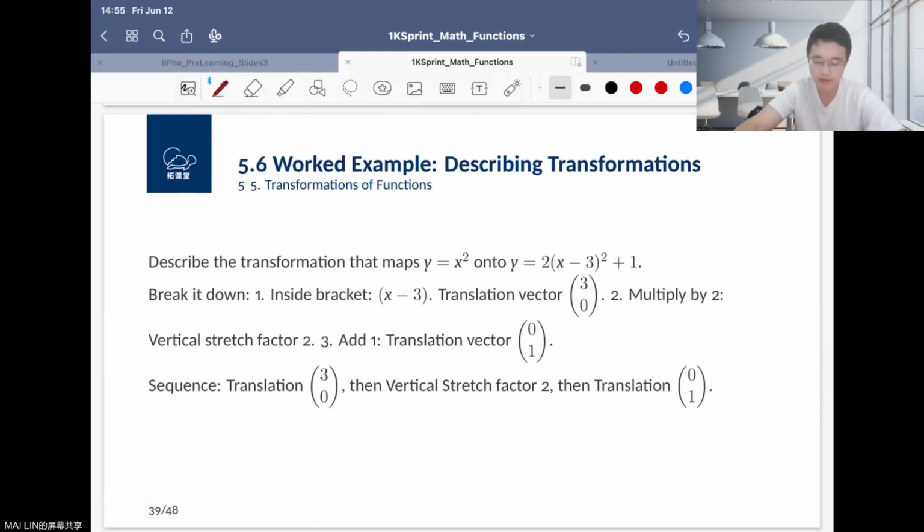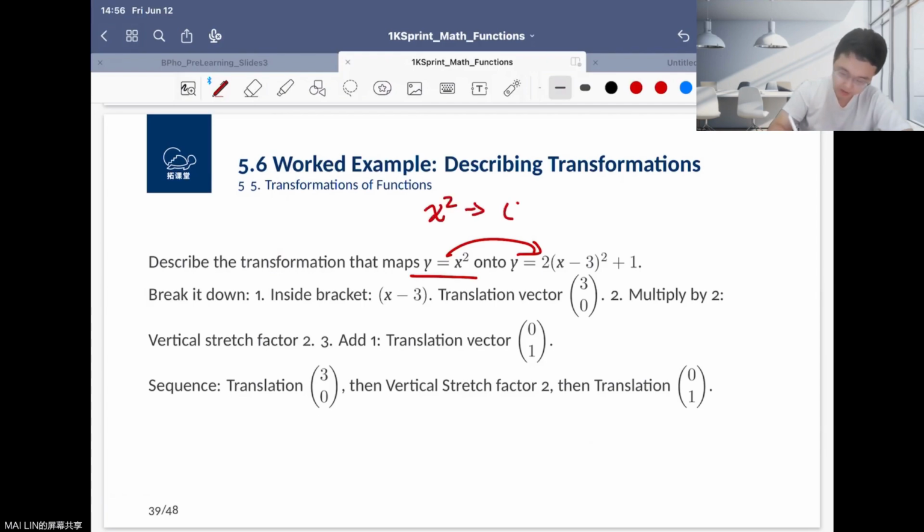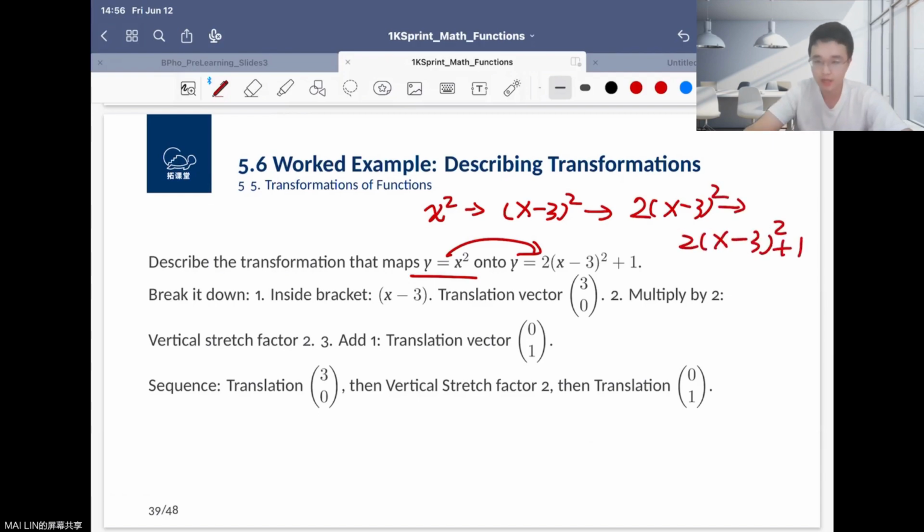And the second example is describing the transformations, okay? Like here, maybe we can take y equals x squared turning into y equals 2 times (x minus 3) squared plus 1. So first, we can say x squared turns into (x minus 3) squared, right? And then turns into 2 times (x minus 3) squared, and then turns into 2 times (x minus 3) squared plus 1, right?